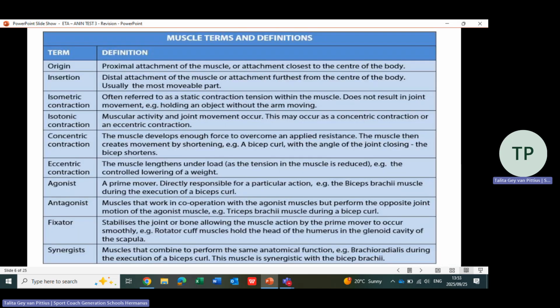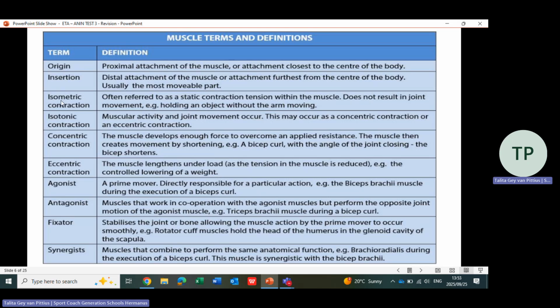Can you guys remember this table? All right, these are the definitions. That's also very, very important. So you need to know origin and insertion should be a part of your terminology now. This is a new language that you are learning. So this is what you need to definitely know. What is the difference between origin and insertion?